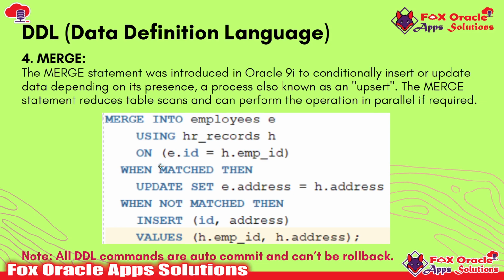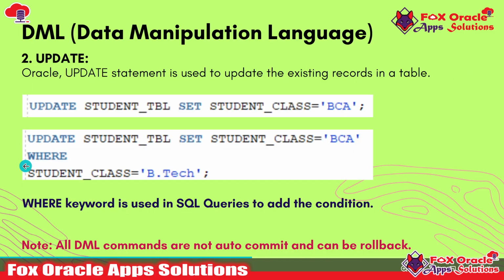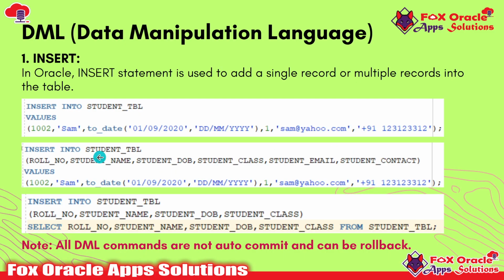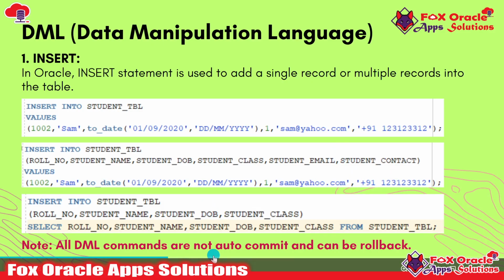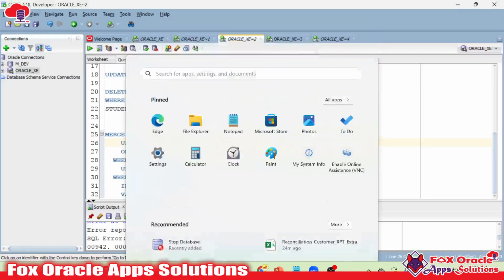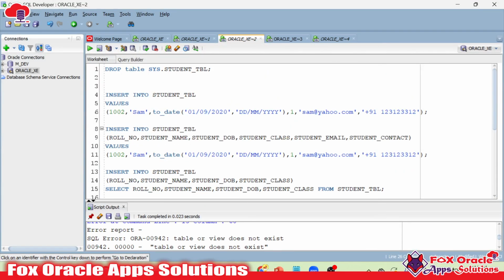So please make a note. All these four commands: insert, update, merge, and delete are DML commands, and we know that DML commands are not auto commit, and they can be rolled back. What is the use of this? I'm going to show you that. So let's move to the practical side. We'll start from insert. So let me create one more table here.